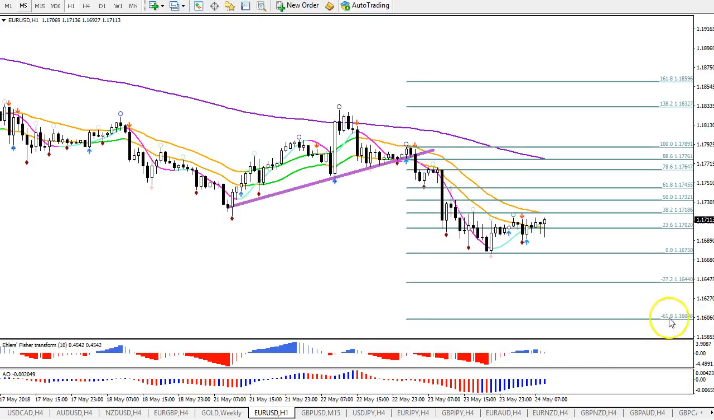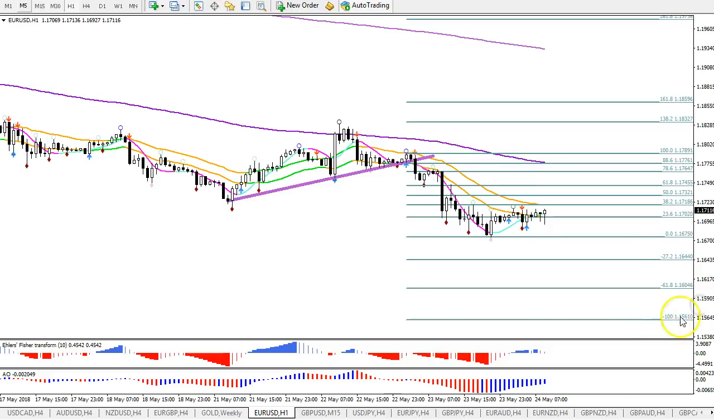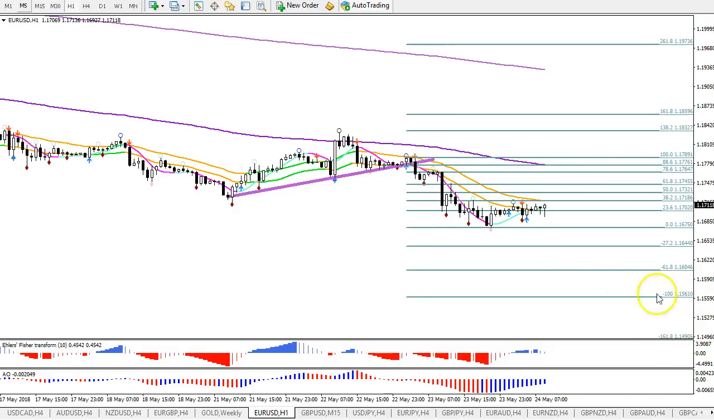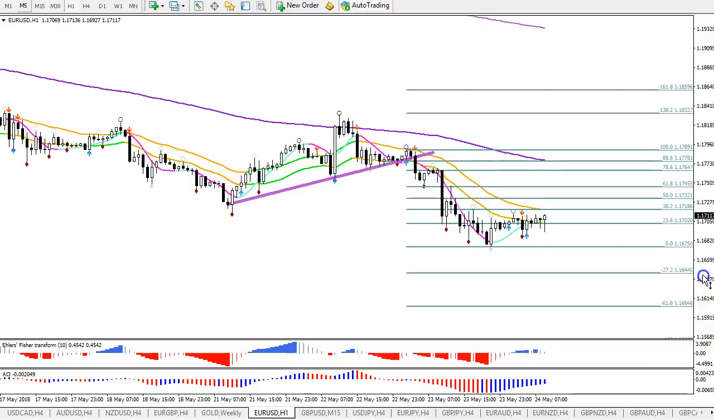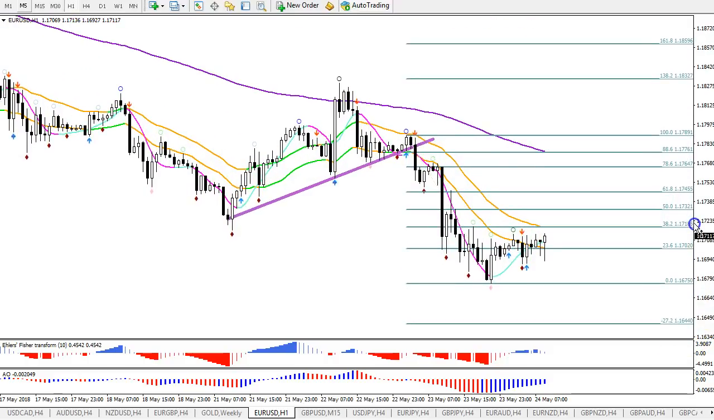If it breaks that, maybe 116, maybe even down to 115. We don't know how far this could extend, but these are all potential targets to the downside. Of course, the most conservative target would be the minus 272 target because it's the closest.